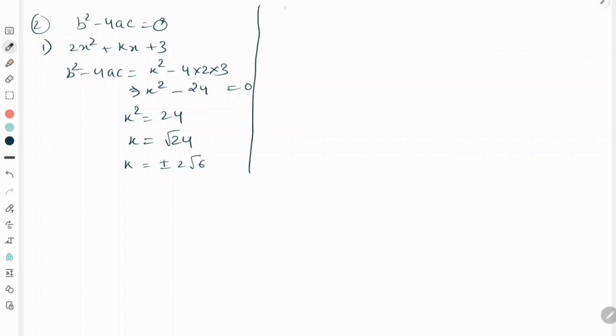Now let's see the second part also. In the second part we have kx multiplied by x minus 2 plus 6. First we have to write this equation in proper form. So it will become kx square minus 2kx plus 6 equal to 0. So in this equation a is k, b is minus 2k and c is 6.